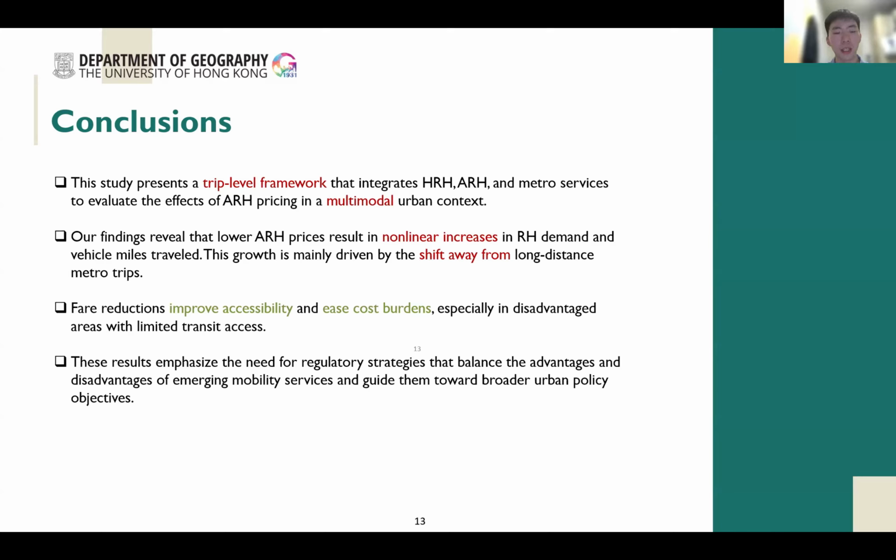And the fare reductions can also improve accessibility and ease the cost burdens, especially in the disadvantaged areas with limited transit access. And these results emphasize the need for regulatory strategies that balance the advantages and disadvantages of these emerging mobility systems and guide them towards broader urban policy objectives.